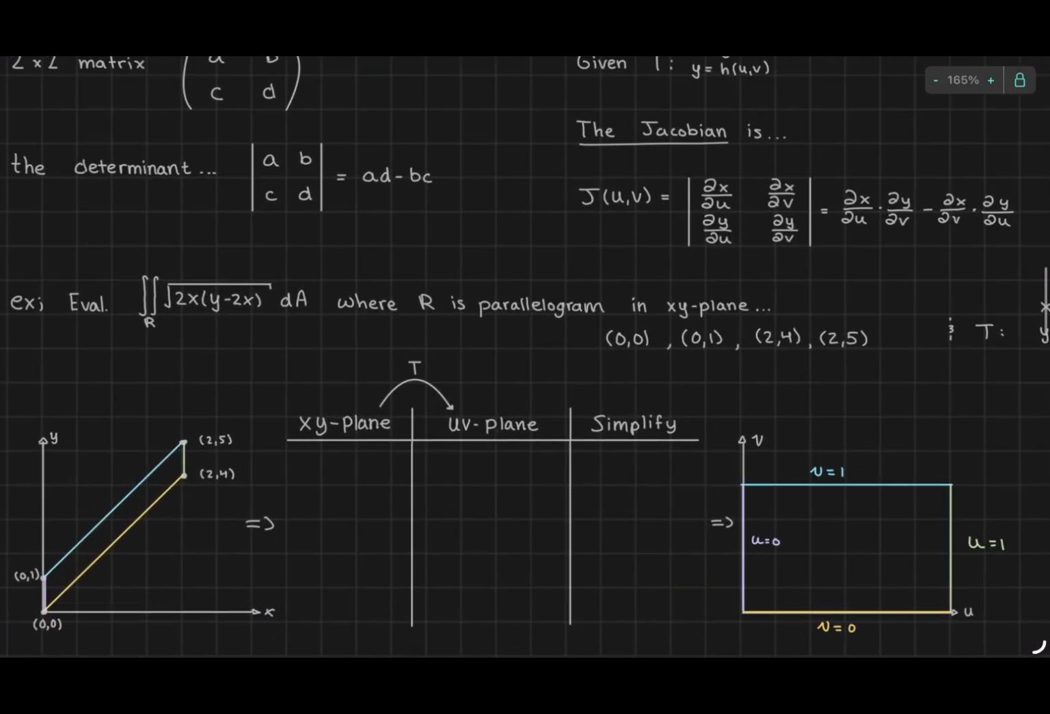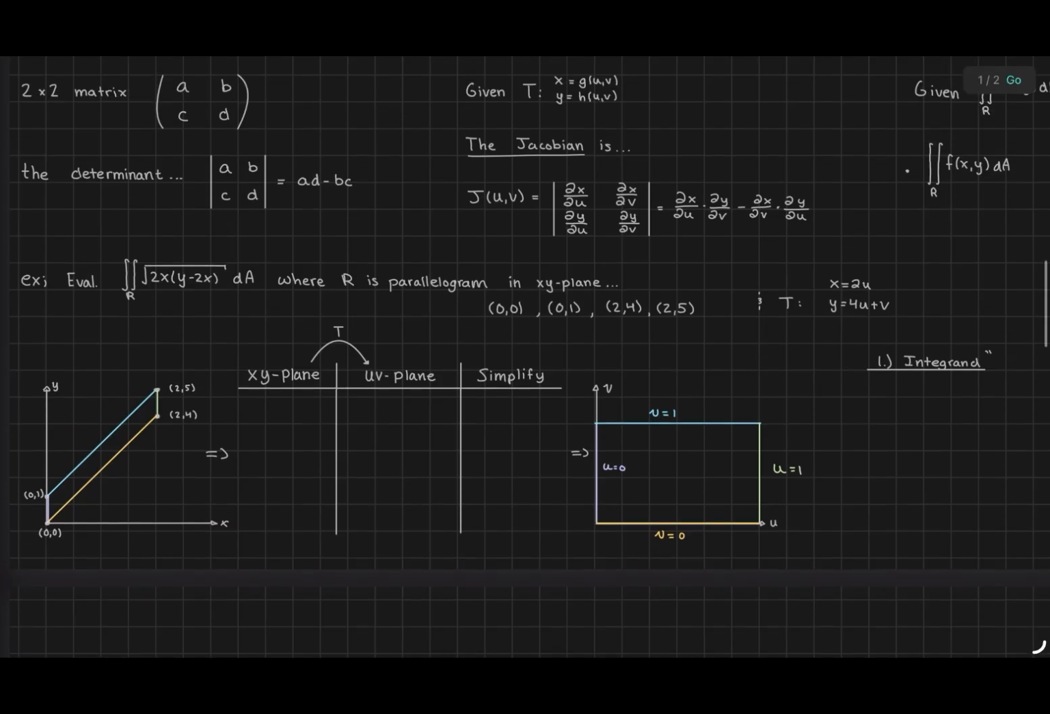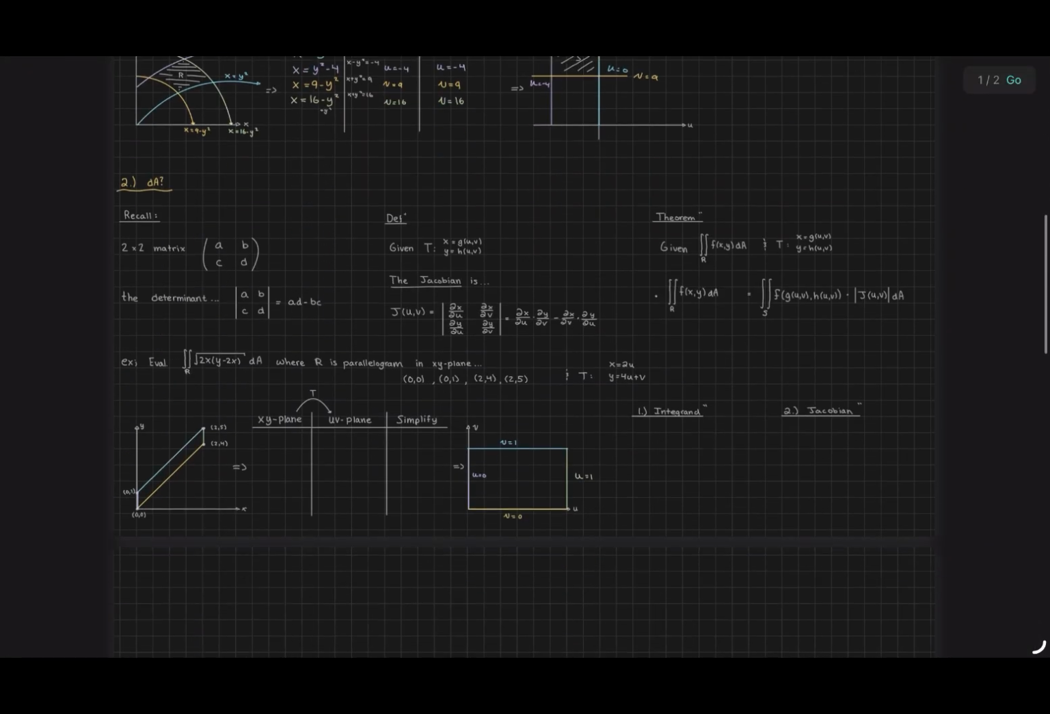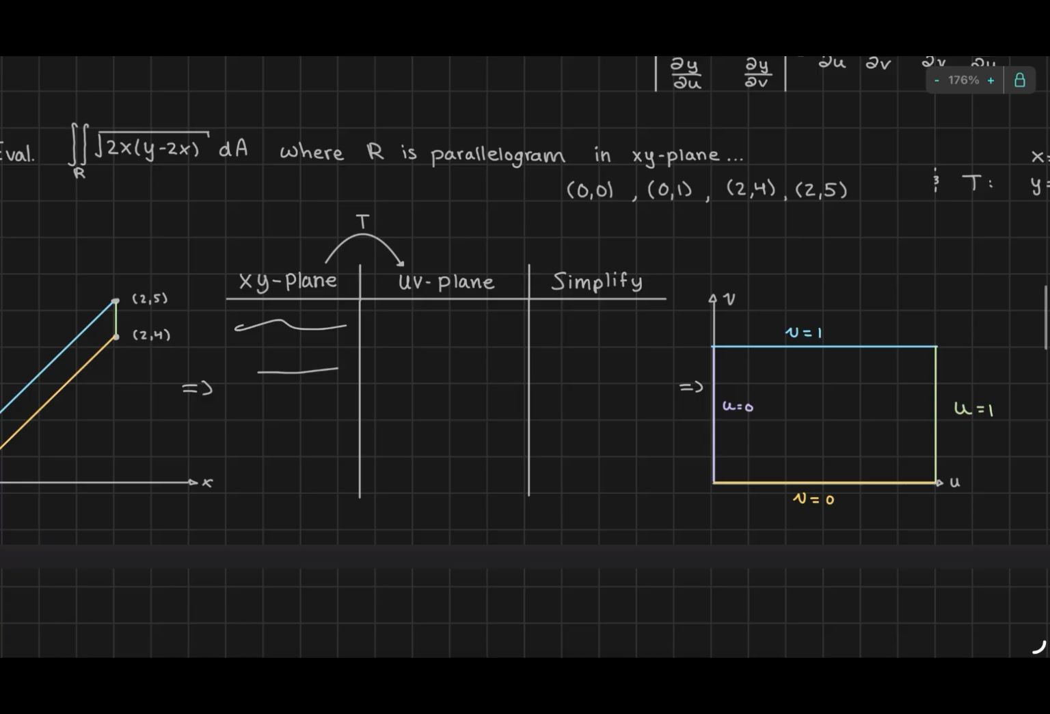Kind of getting into our last example here, we're asked to evaluate the double iterated integral of the square root of 2x times y minus 2x dA over the region R, where R is a parallelogram in the xy plane, given the vertices (0,0), (0,1), (2,4), (2,5), and our transformation x is equal to 2u, y is equal to 4u plus v. The reason I didn't do this again is because we already did this in a prior example up here, so I'm skipping all this.